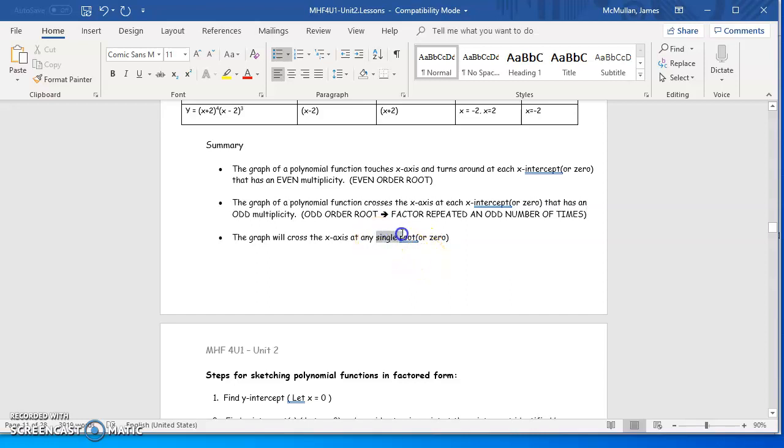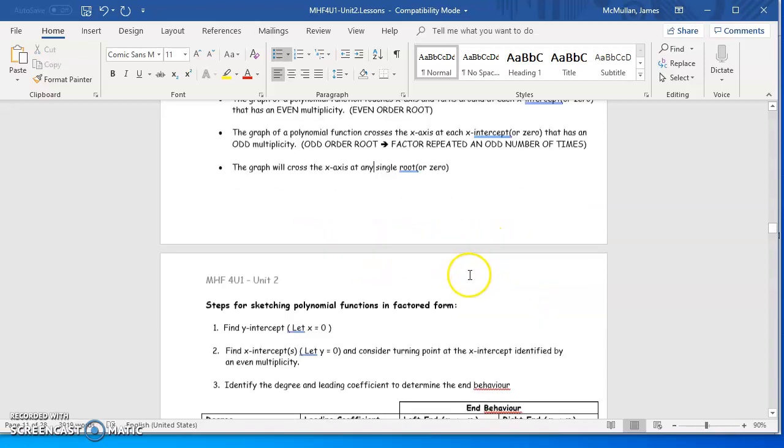Any single root, of course, crosses. Sorry, I'm just trying to figure out what this means. A single time is an odd time, right? There's only one, so it will cross any time there's a single root.